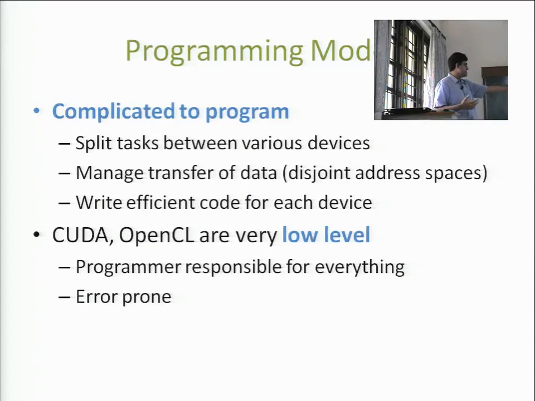CUDA is NVIDIA's programming model, and OpenCL is an open standard. These expose things at exactly this level: this function runs on the GPU, you have to write code suited for that, and then you have to do the transfers and so on. So it's really error prone.